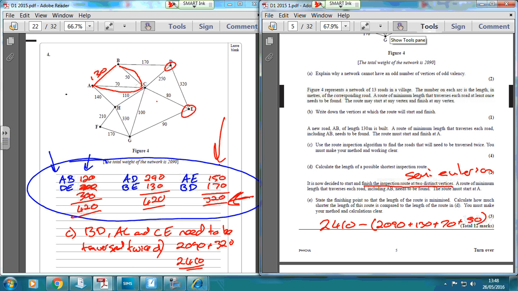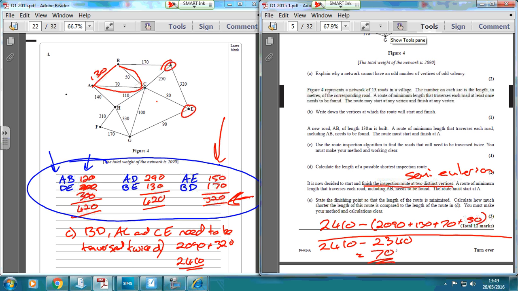This here actually works out the difference. So 2090 plus 130 plus 70 plus 50. So it's going to be 2,410 take away 2,340, which makes a difference of 70.